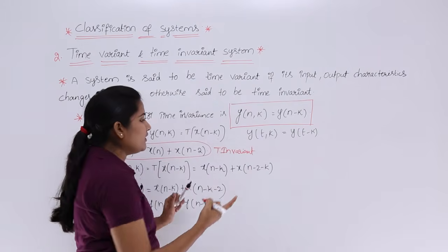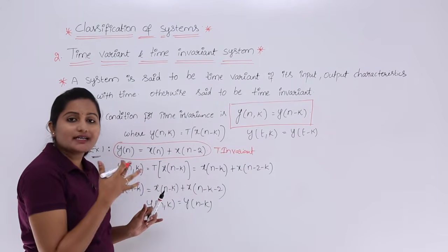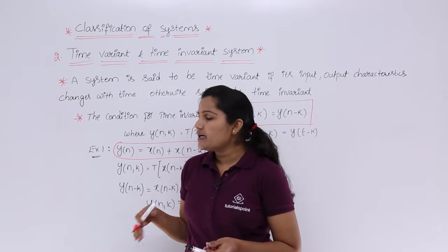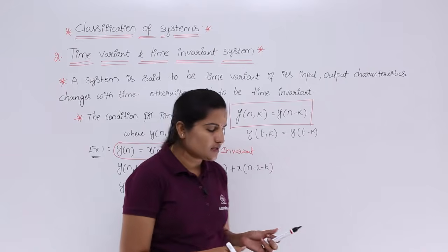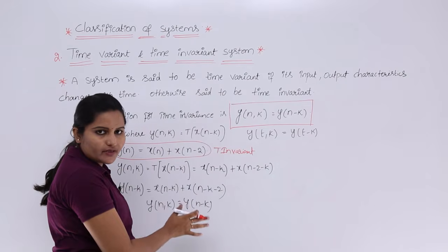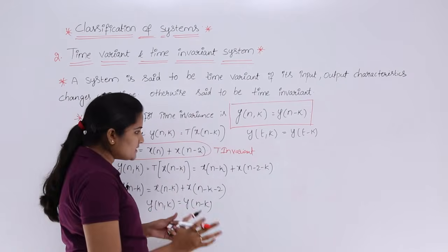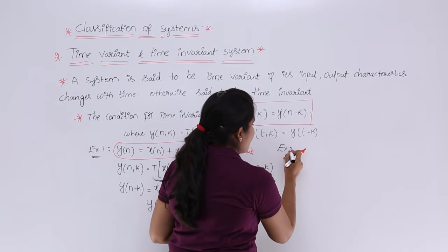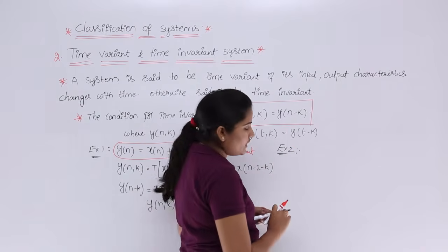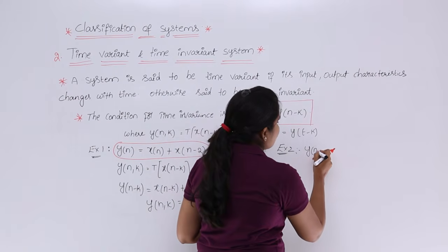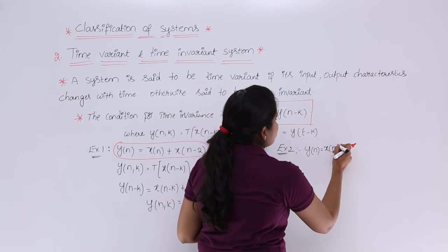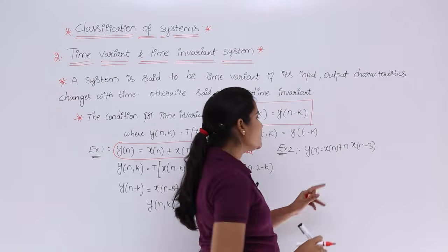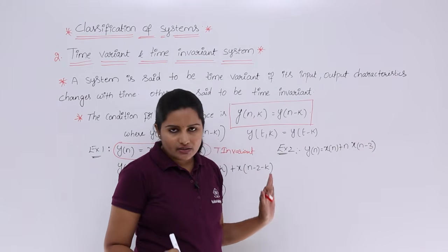So, this is a time invariant system response. By observing the response itself, we can say which type of system it is, that means time variant system or time invariant system. So, by observing the response itself, we said this is a time invariant system. Now I am considering some other example. If a system is given with response y of n equal to x of n plus n into x of n minus 3, like this they have given.